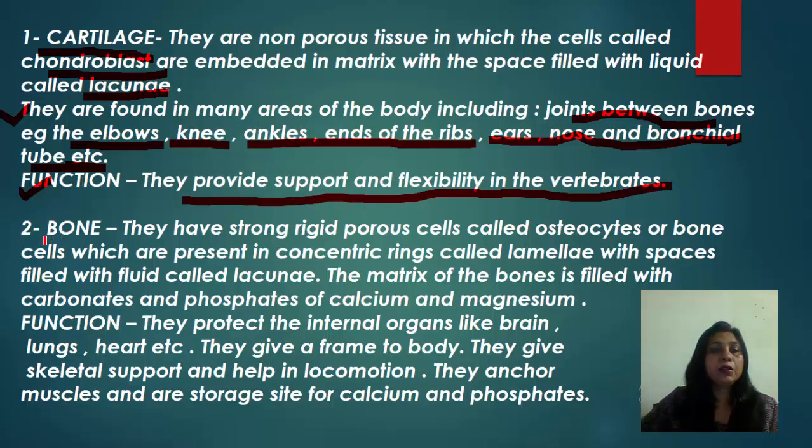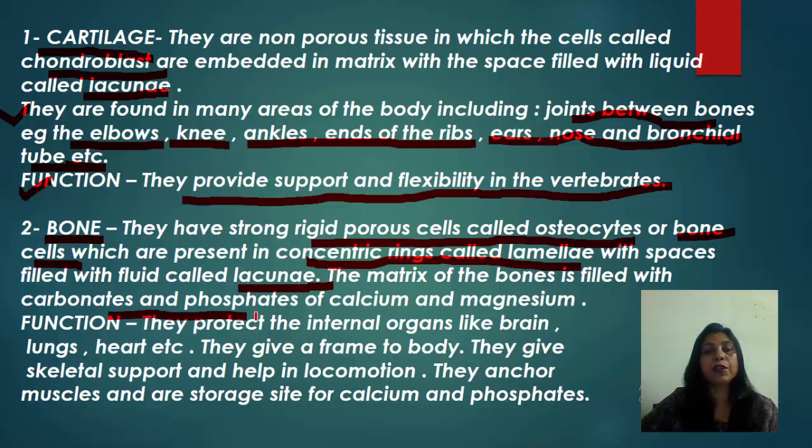Now the second supportive tissue is bone. They have strong, rigid, porous cells and their cells are known as osteocytes. The cells of the cartilage are known as chondroblasts, whereas the cells of the bones are known as osteocytes, and they are also known as bone cells, which are present in concentric rings called lamella with space filled with fluid called as lacunae. The matrix of the bones is filled with carbonates and phosphates of calcium and magnesium.